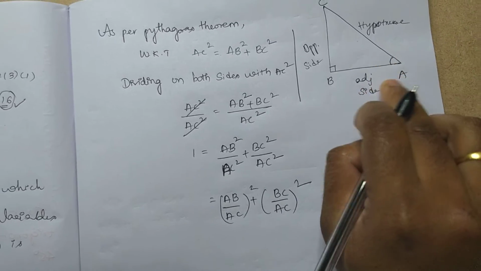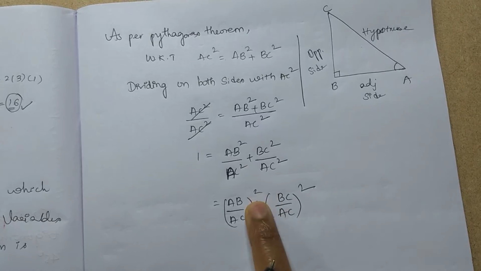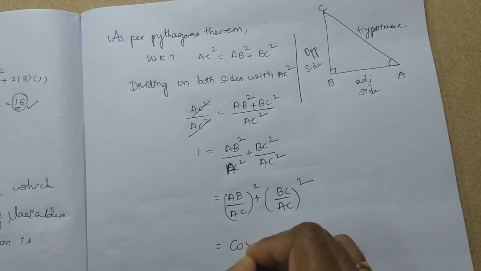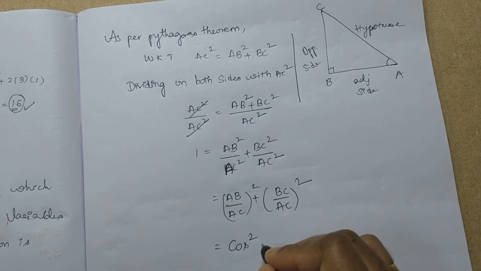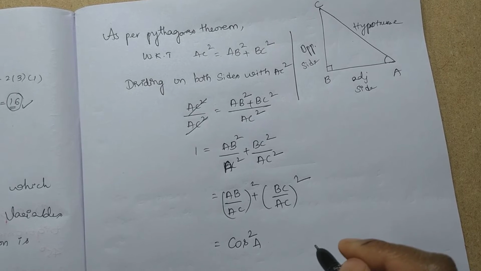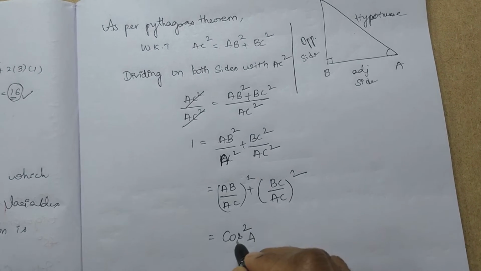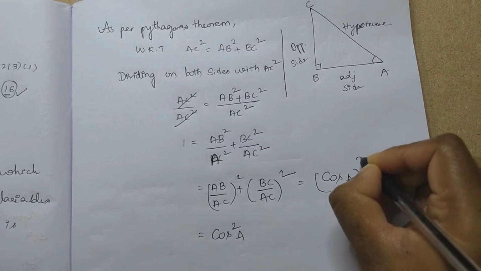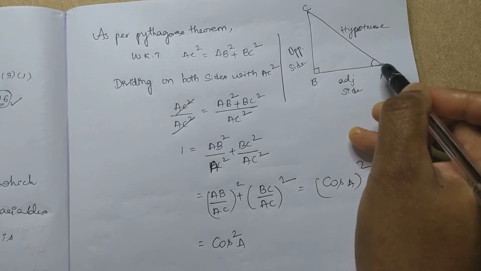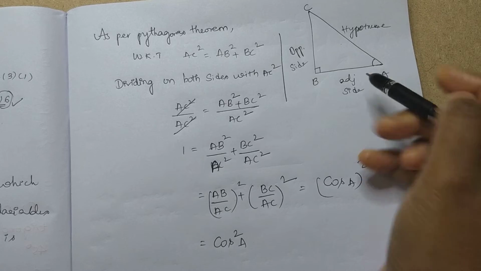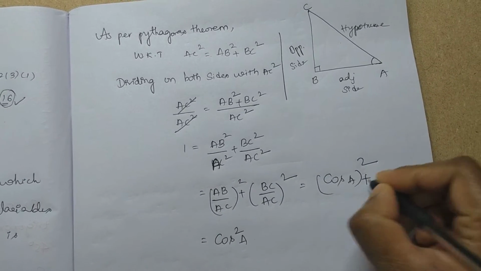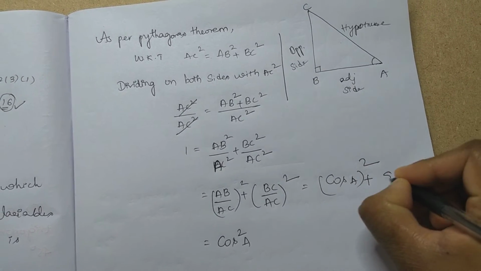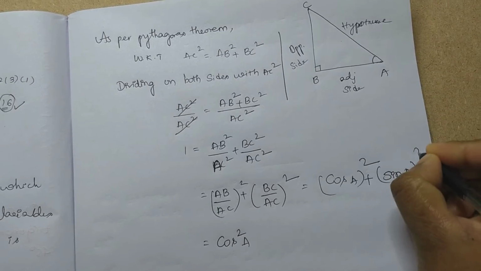Clear? So here, what is AB by AC? It's nothing but adjacent side by hypotenuse, which is cos of the angle taken as reference. What is the angle taken as reference here? It is A. So this can be written as cos square A. But you have to write it as cos A whole square. AB by AC is nothing but cos A. I have just written cos A whole square plus BC by AC, opposite side by hypotenuse, which is nothing but sin A, which can be written as sin A whole square.